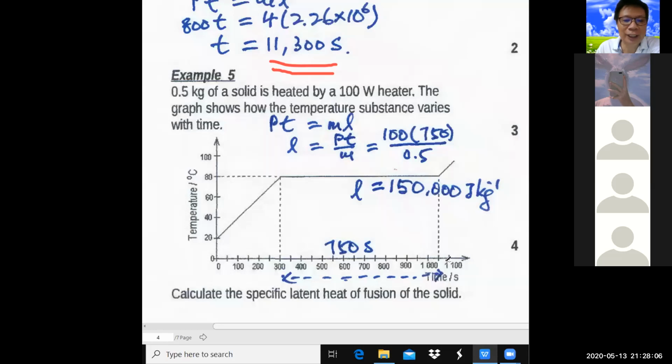Sima, where to get 750 seconds? 1,050 seconds minus 300. Yes. 1,050 minus 300. Okay, so you get this answer.